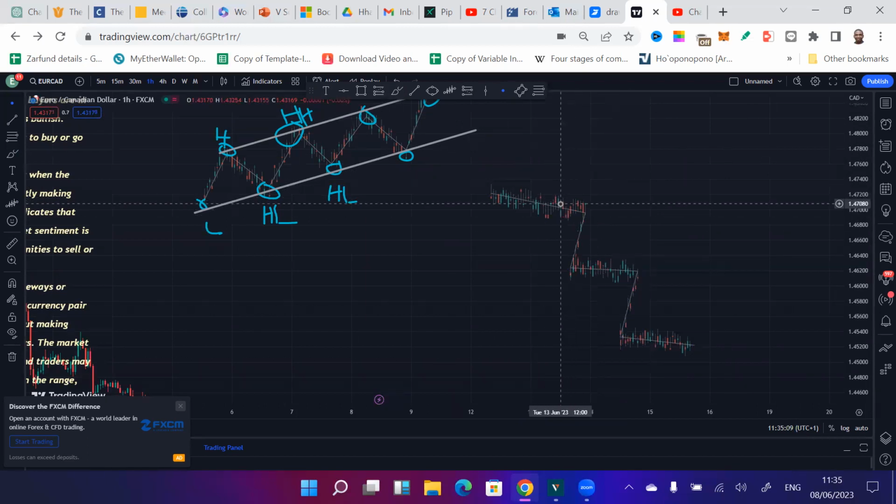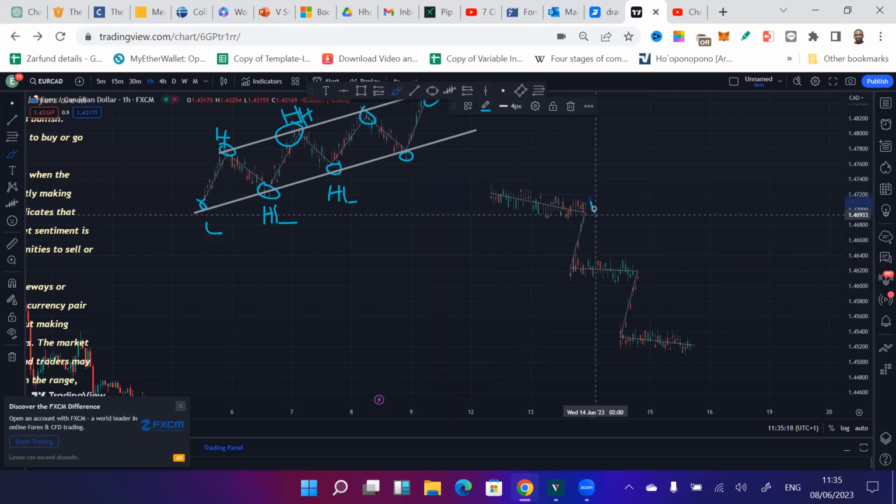So in this case, what we'll notice now is this. This is a high. This is a high. This is a high. This is a low. This is a high, this is a low. But you notice something. This high is lower than this high. So that's why we call it a lower high. A lower high. Then this high again is lower than this high, so we call it a lower high.